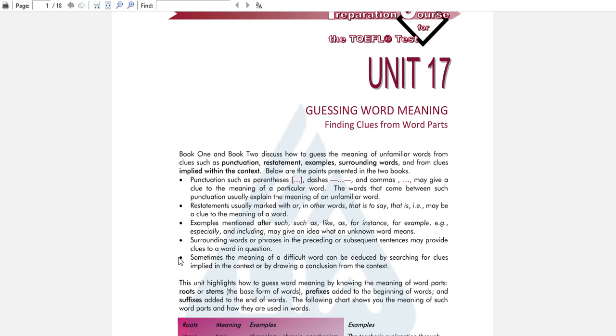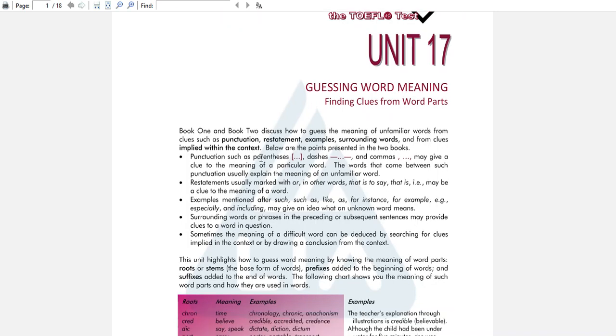Now, this is the explanation. Punctuation clue. We have three: dash, comma, and parenthesis. Parenthesis like this, and then this is dash, and this is comma. Whenever you have a difficult word, and after that difficult word you have one of these, parentheses, dashes, or commas, it is usually the meaning of that difficult word. I'll give you an example later.